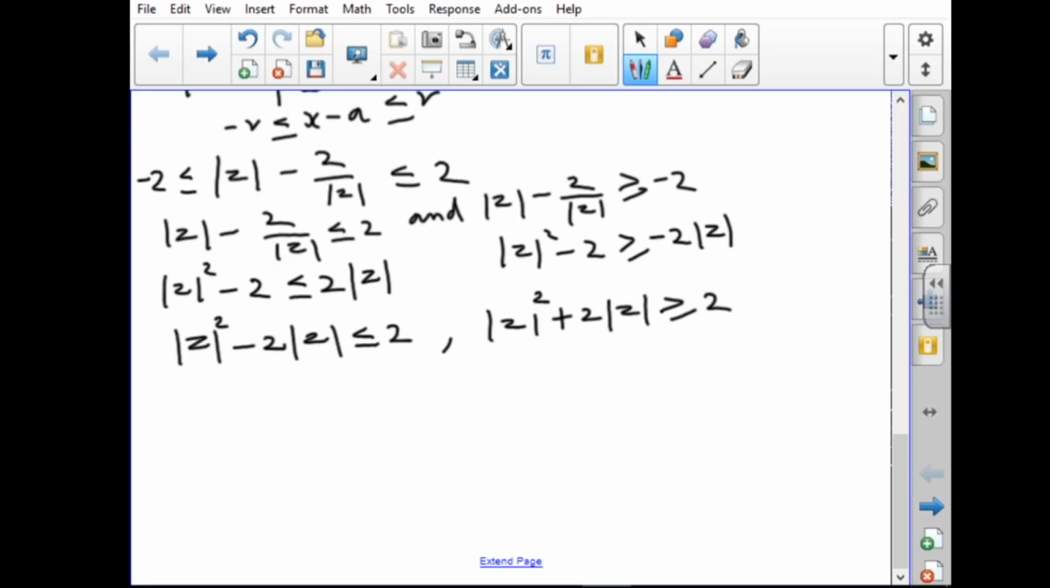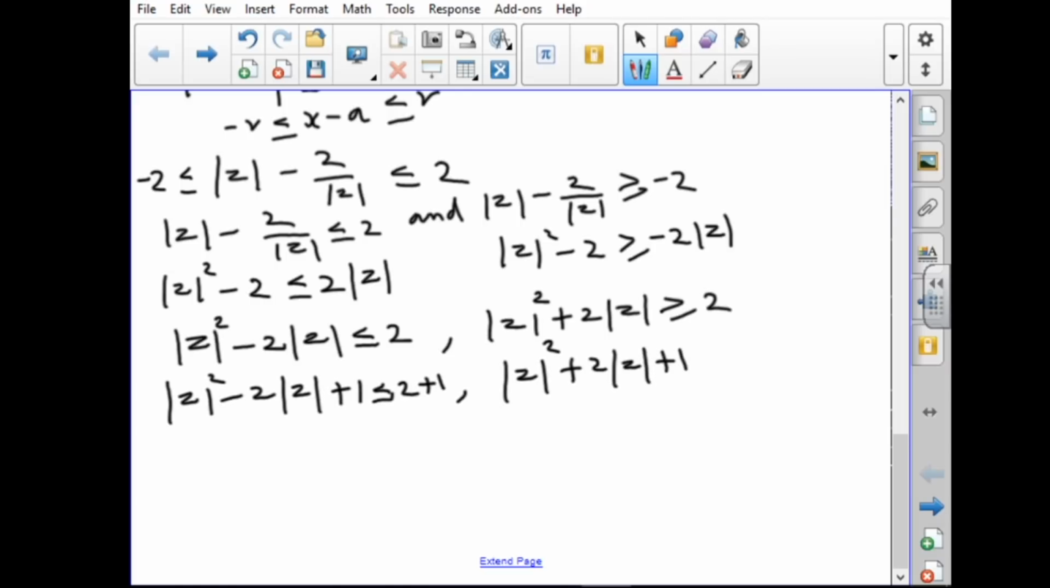Here we can complete the square. So this can be written as a minus b the whole square. To take that, we need a plus 1 here. So add both the sides with 1. So modulus of z square minus 2 modulus of z plus 1 is less than or equal to 2 plus 1. Similarly, here also we can add both the sides with plus 1. So plus 1 is greater than or equal to 2 plus 1.